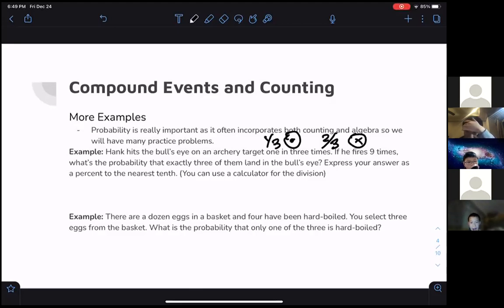For the second one, we just think of it as putting your hand in the basket and taking 3 out. So it'd be kind of equivalent to picking without replacement.